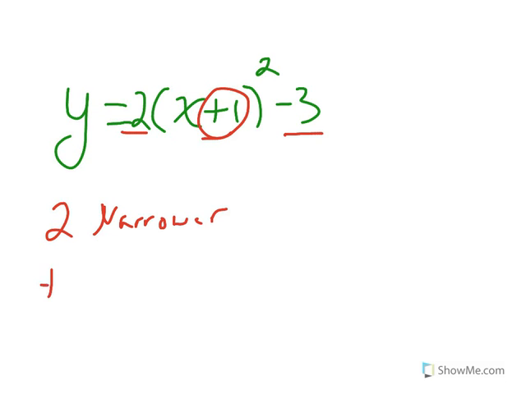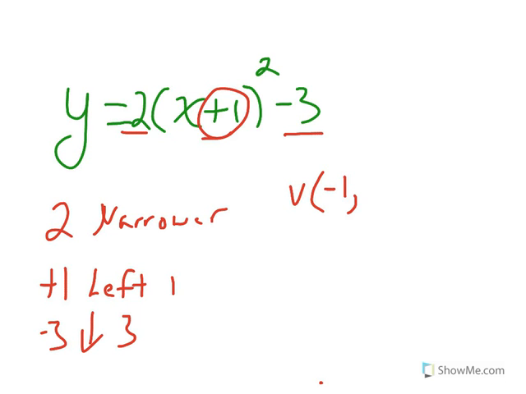The plus 1 is going to shift the graph, inside the parentheses. It's always going to shift it left or right. In this case, since it's a positive 1, it's going to shift it left 1. And the negative 3 is going to shift it down 3 units. So that's all that talks about. If I wanted to find the vertex here, my vertex is just going to be negative 1, negative 3. My axis of symmetry on these is just x is equal to whatever my vertex is. So it's going to be x is equal to negative 1.